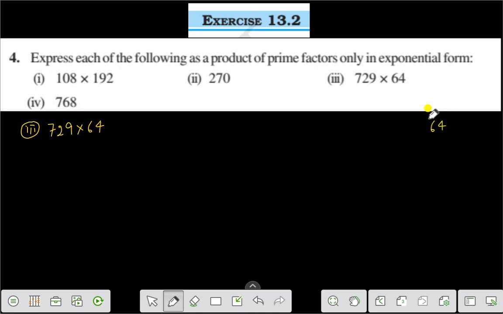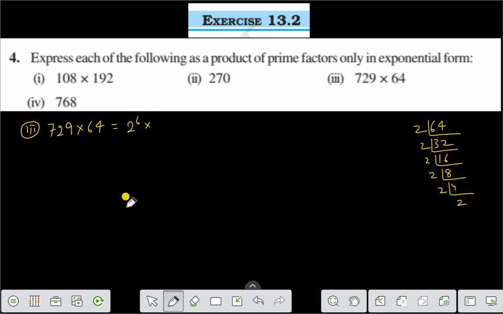64 divided by 2. That is 2 3 is 6. 2 2 is 4. 2 16 2 is 32. 2 8 is 16, 2 4 is 8, and 2 2 is 4. How many 2's? 1 2 3 4 5 6. That is equal to 2 to the power 6.